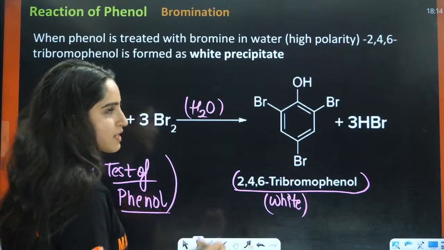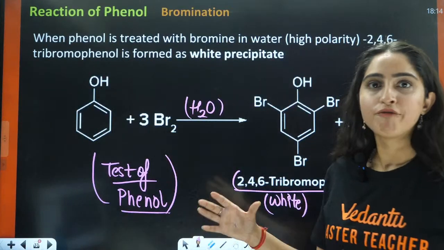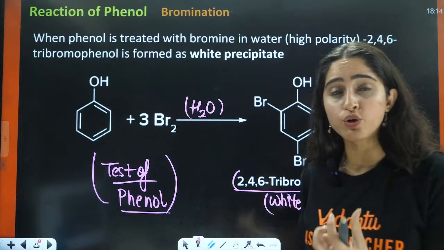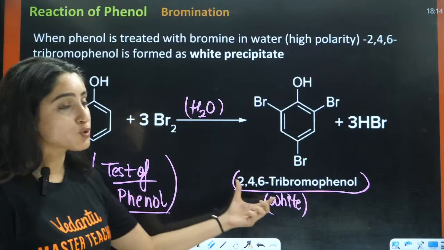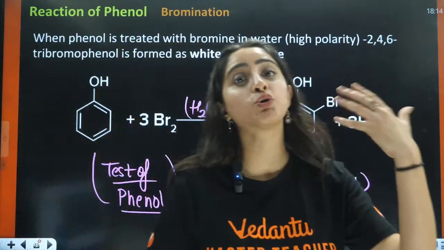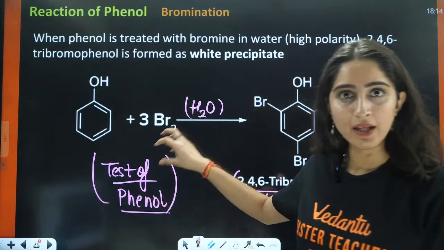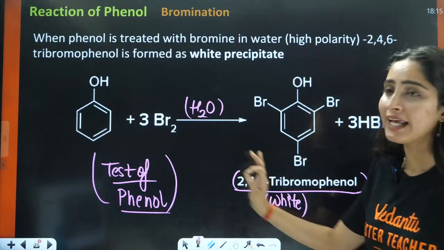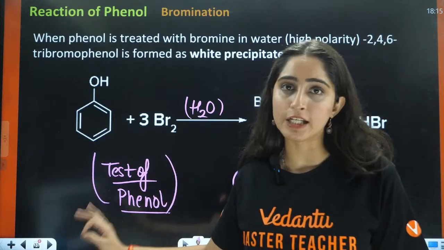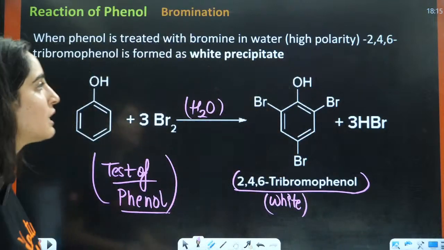Because what are these tests? These tests simply mean that you have a reaction which is going to give a characteristic color or smell. Here it gives a white precipitate, so we can know that this is definitely a phenol reacting with bromine in the presence of water. Then definitely there is a phenolic group present there. That is why it is also a test of phenols.